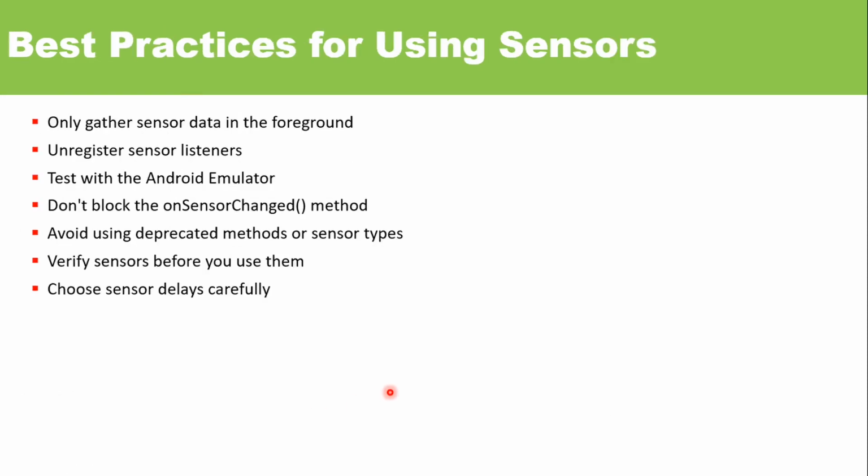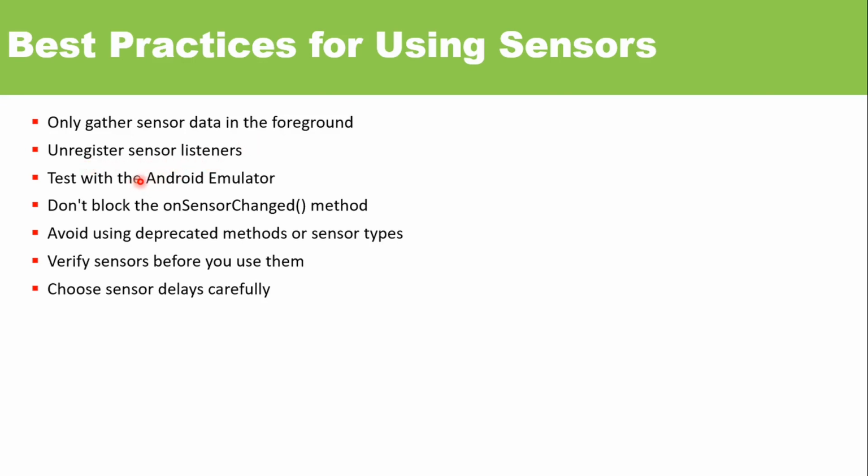Now moving on to the last bit, which is best practices for using sensors. We need to gather sensor data in the foreground. We cannot keep collecting data in the background, as it will cause a lot of wastage of battery power. So we always need to gather sensor data in the foreground, so our users are aware of these things happening. Then we need to unregister sensor listeners.